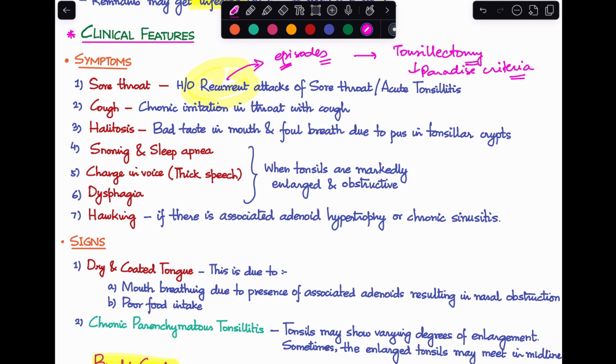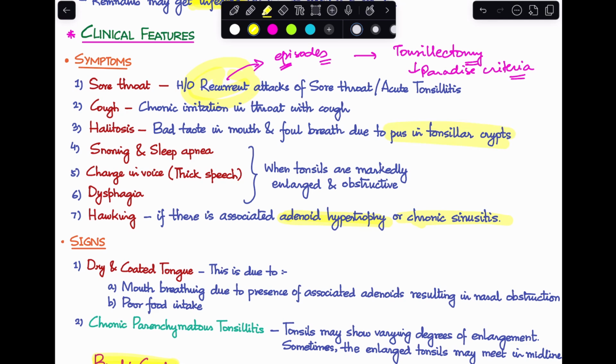After sore throat, the next thing is a lot of patients complaining of chronic irritation in the throat, along with cough. These patients may also have something known as hawking, which is basically clearing your throat continuously. Hawking is mostly seen if there is an associated adenoid hypertrophy or chronic sinusitis along with the chronic tonsillitis. The patient will also complain of foul breath and a bad taste in the mouth. This halitosis is caused because of the pus coming out from the tonsillar crypts.